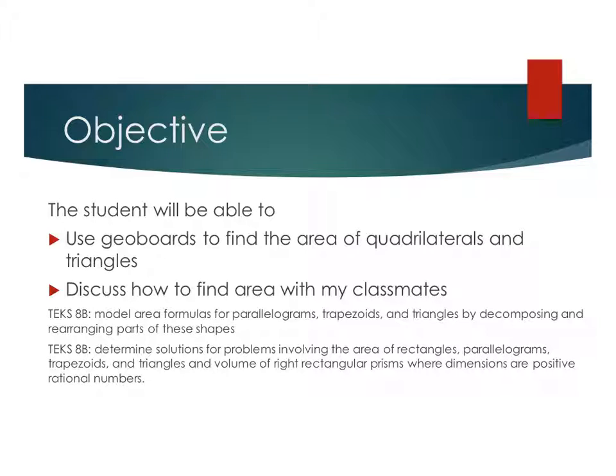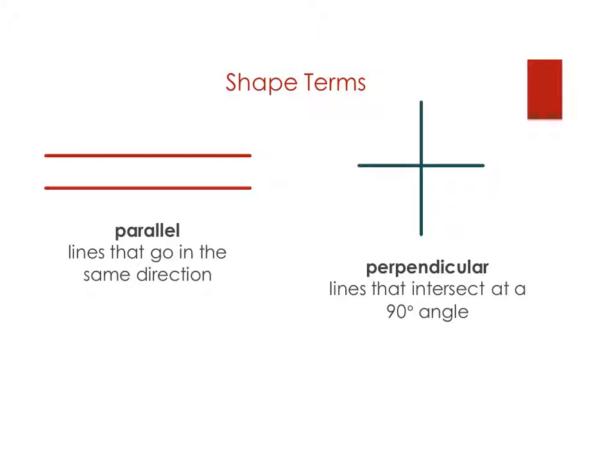All right, our objective today is that you will be able to use geoboards to find the area of quadrilaterals and triangles and discuss how to find area with your classmates. Before we get started into finding the area, let's talk about some shape terms.